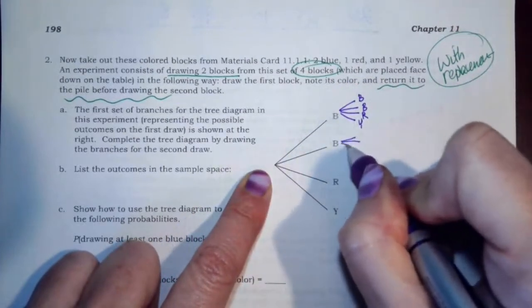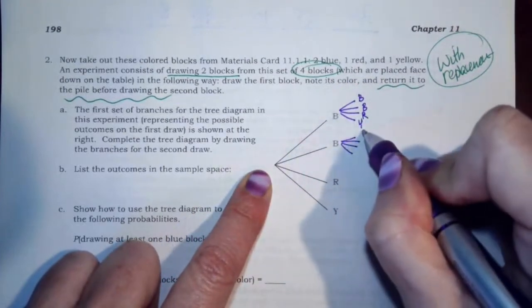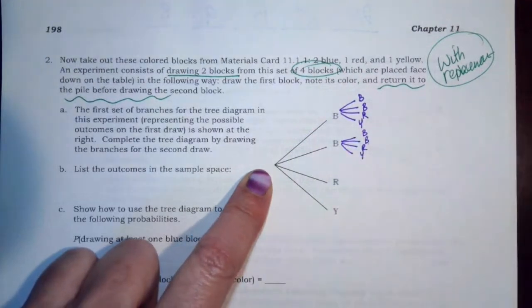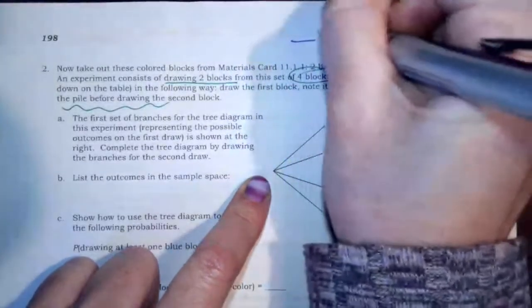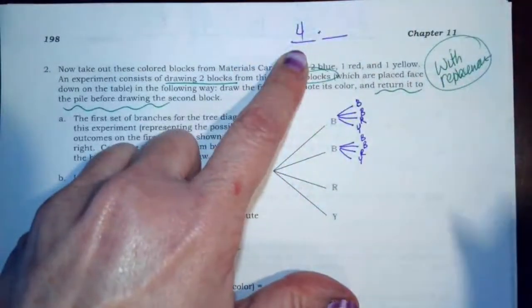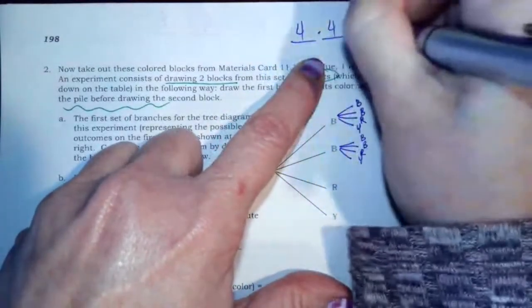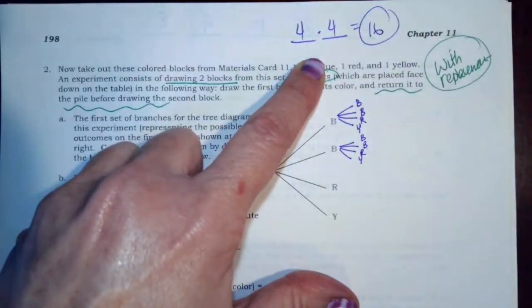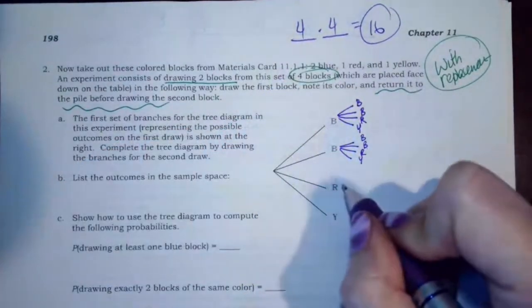How many total outcomes are going to be in my sample space? Too many. Bunches, right? So let's think about that. I'm drawing 2 times. In the first draw, I have 4 blocks to choose from. There you go, Phyllis. The second draw, I have 4 blocks to choose from. So the number in my sample space is 16 total outcomes.